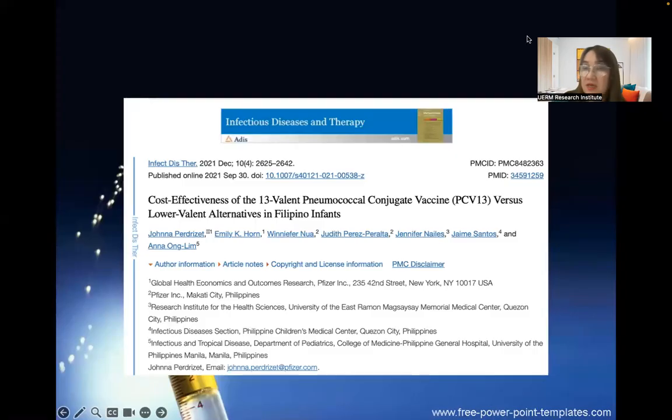If you're interested, you can look at our article which we wrote about the cost effectiveness of the 13-valent PCV versus the lower valent alternatives in Filipino infants.